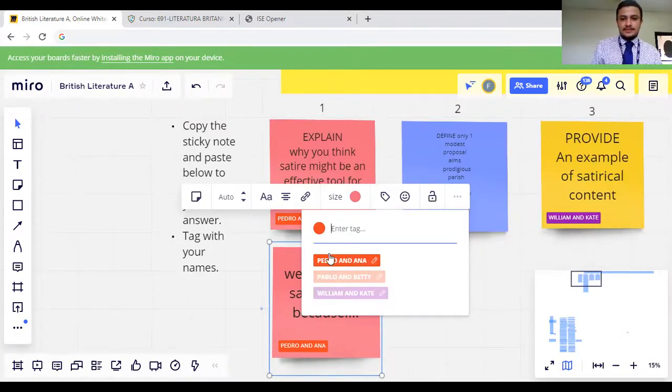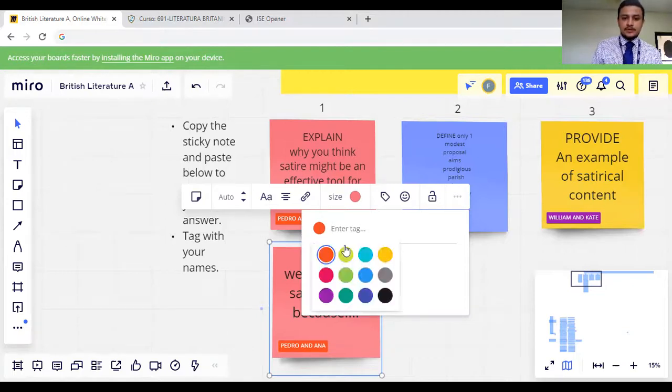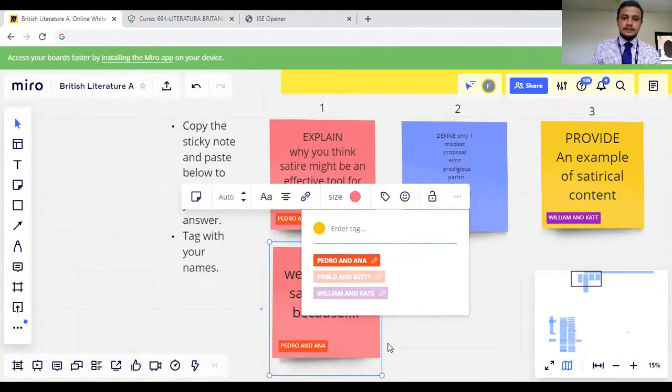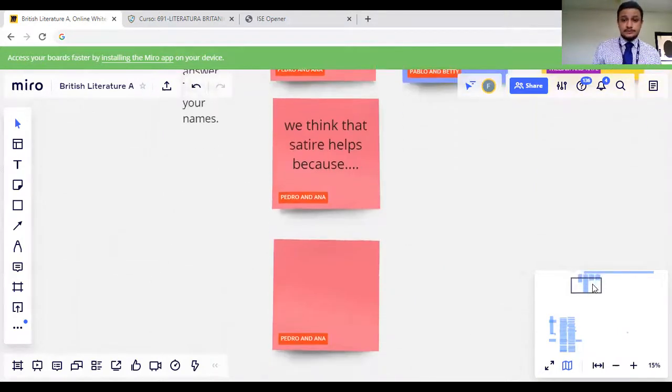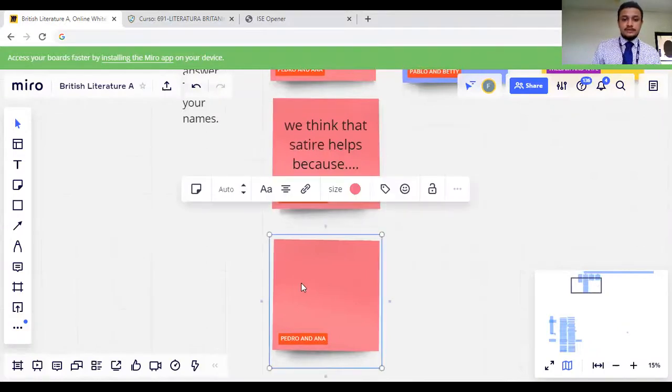Pedro y Ana fue mi tag para este post. Pero, por ejemplo, si tú eres Juan y Luisa, entonces le pones Juan y Luisa. Le puedes cambiar el color, si quieres, por medida estética, básicamente. Y luego te va a aparecer aquí. Entonces, yo voy a saber cuál es la pareja que ha hecho eso. Y luego la otra siguiente persona le pone Elisa y Camila. Y es en esta sección.